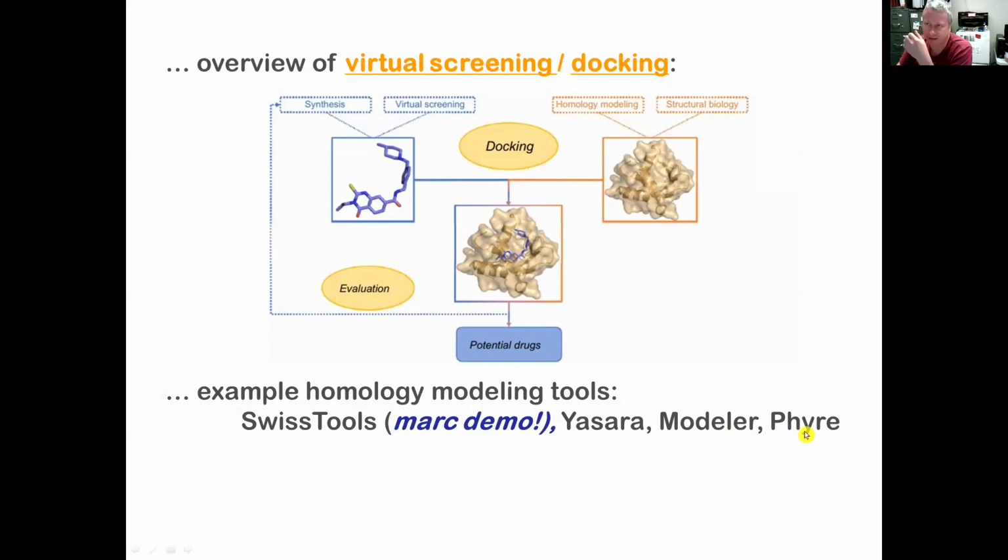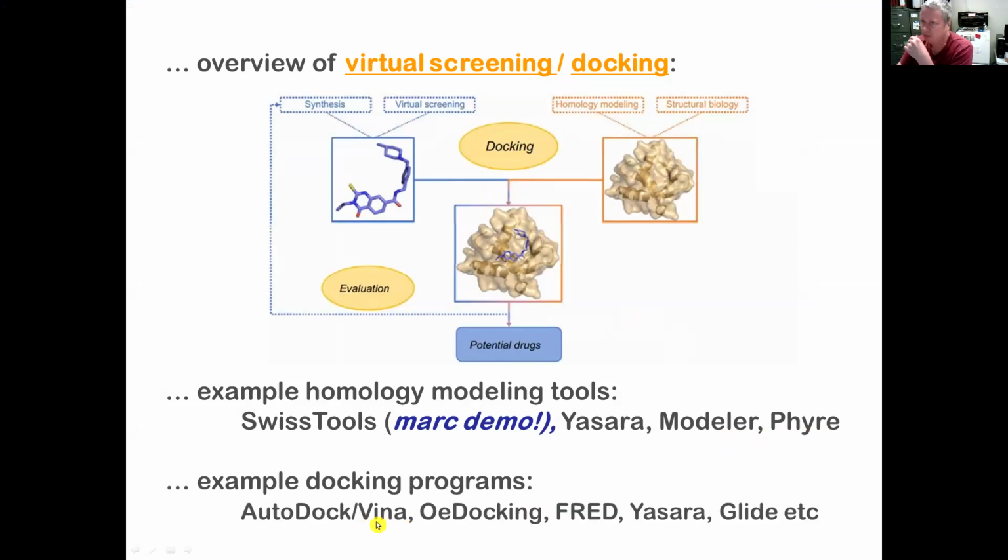Modeler and Phyre are also pretty nice too. Docking programs, if you do end up docking in your research, a couple of the programs that are pretty popular are AutoDock Vina. I believe this is totally free. There's a million YouTube tutorials on it, and also there's web tutorials. Something called OE Docking and FRED. These are commercial products, but I have a site license for them.